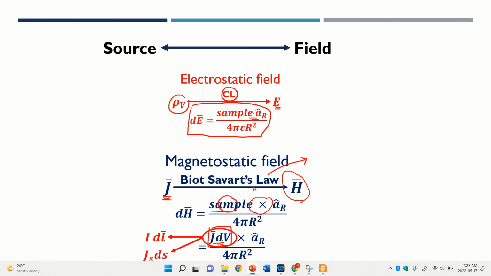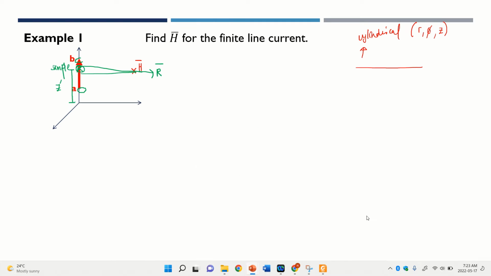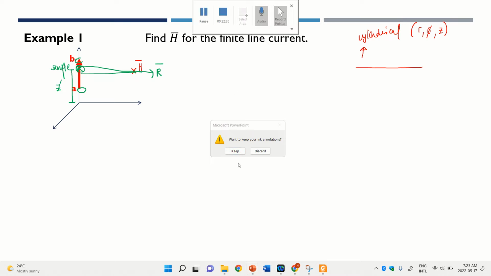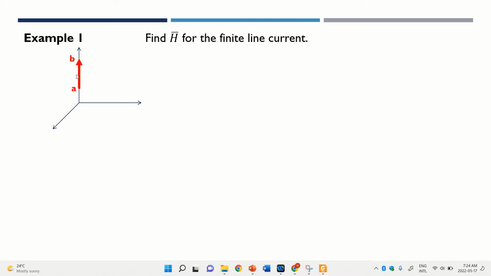All right. Look up the definition of Biot-Savart in your book; I didn't put it inside these slides. Now let's look at this example. Just now I erased all the annotations that I made before. So this is example 1. Let's look at this example.